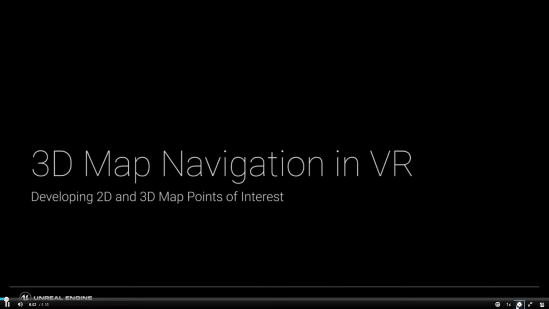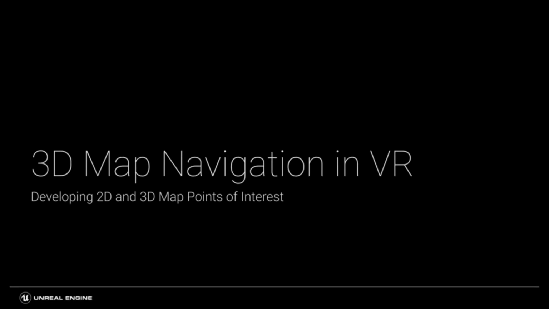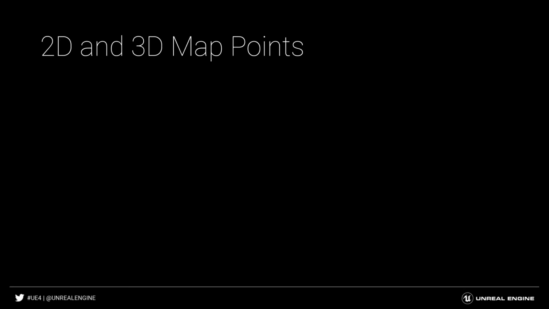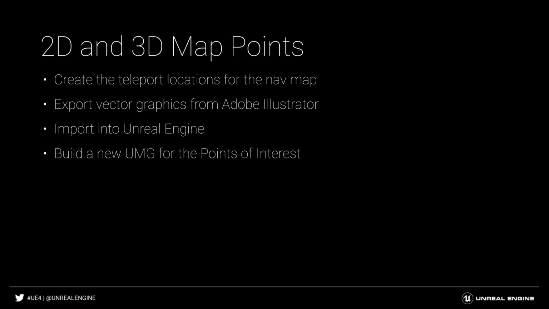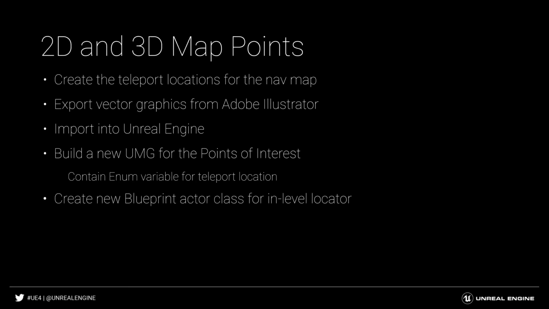We are starting in Adobe Illustrator to review graphics that represent our project's points of interest, the teleportation locations on the map. I'll cover best practices for exporting images for import into Unreal Engine. Then we build a new UMG widget to contain the points of interest graphic, as well as a new enumeration so when our player clicks on the POI widget, it teleports them to the correct place. We then create a new Blueprint Actor class that acts as an in-level locator for the teleportation.